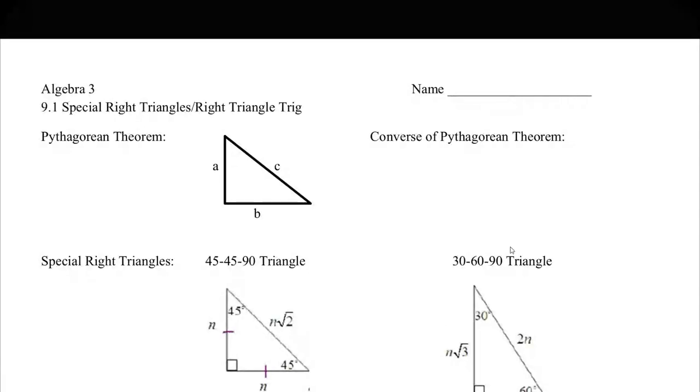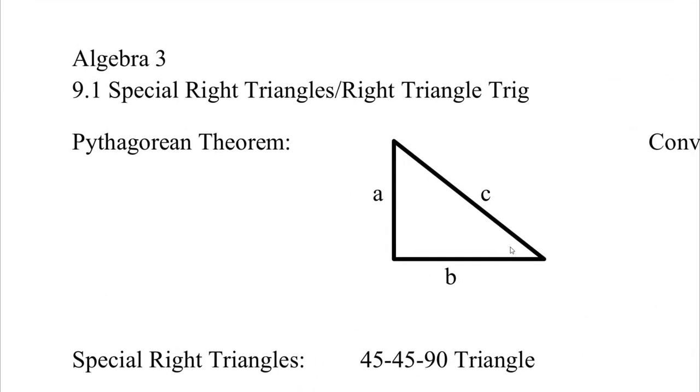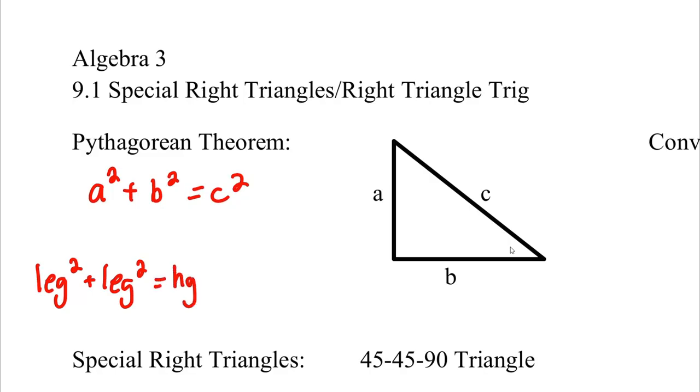Alrighty. So what we are going to start with is the Pythagorean theorem. Who remembers what the Pythagorean theorem is? You are absolutely right. A squared plus B squared equals C squared. This can also be written as leg squared plus leg squared equals the hypotenuse squared. This works specifically for right triangles. If the triangle is not right, it's not going to work out. We all remember that.